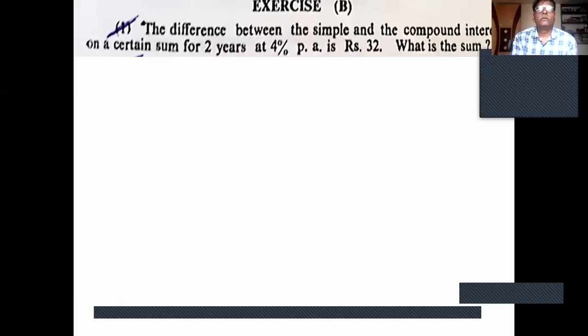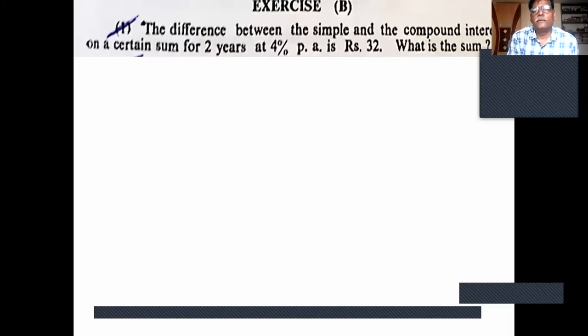Okay, now today we see the examples or the problems from the exercise B, Iron Bari book. So you see the exercise number 1.